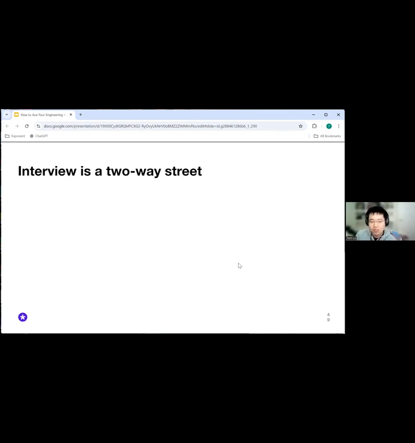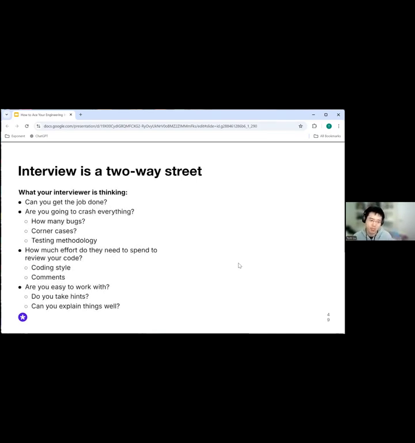Okay. So interview is a two-way street. What your interviewer is looking for is signals to judge, can you get the job done? Are you going to crash everything on your first day of the job, right? If you write a lot of bugs, maybe the answer is yes, right? Can you cover a sufficient number of corner cases? Is your testing methodology robust enough? How much effort do they have to spend reviewing your code?